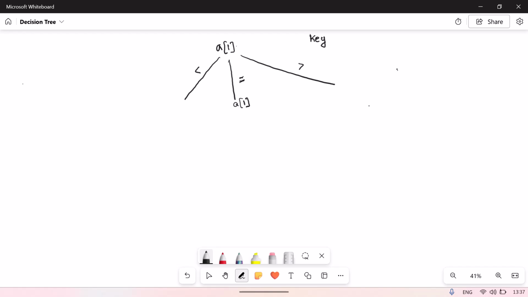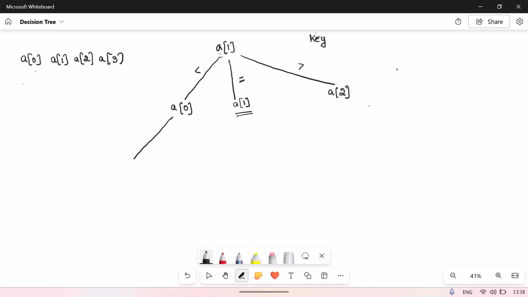If the key is less than A of 1, remember the elements are A of 0, A of 1, A of 2, and A of 3. So if the element you are searching is less than A of 1, which is the element that is less than A of 1? A of 0. Similarly, if it is greater than A of 1, it can be either A of 2 or A of 3. But before we go to A of 3, we'll have to check with A of 2. Now, if it is found, this is okay. But what about the other 2 conditions?